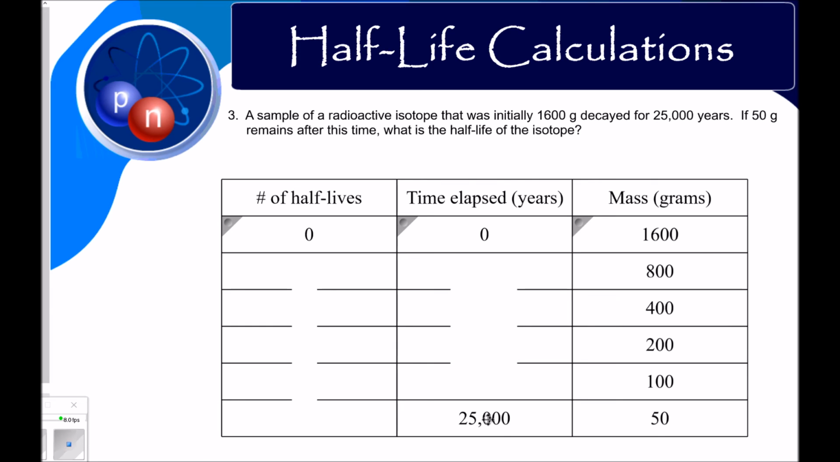I knew that at 50 grams, 25,000 years had passed. And for that to happen, 5 rounds of half-life had to have occurred. So what I was able to do was take the 25,000 years divided by the 5 rounds of half-life and figure out that each round of half-life was 5,000 years. So 5,000, 10,000, 15,000, 20,000, 25,000. So my final answer is 5,000 years equals 1 half-life.